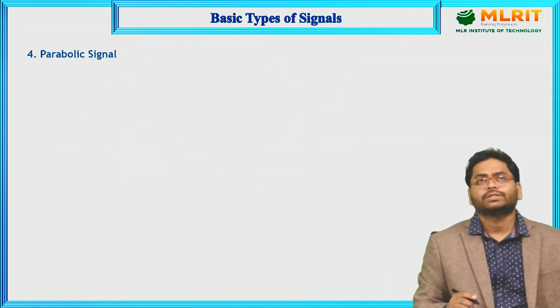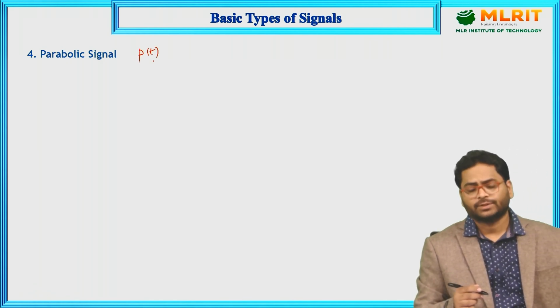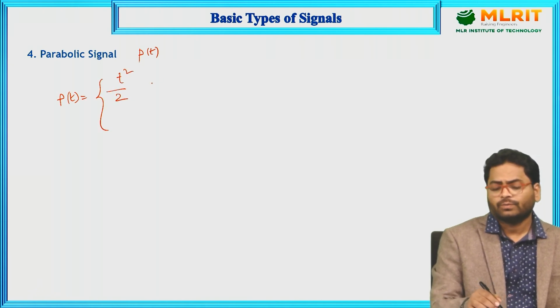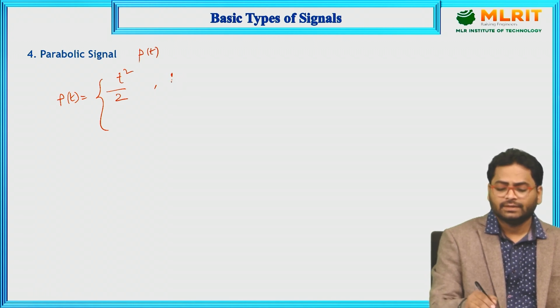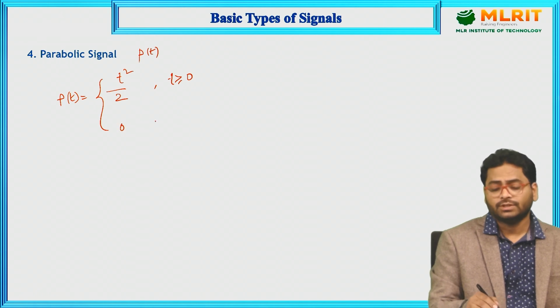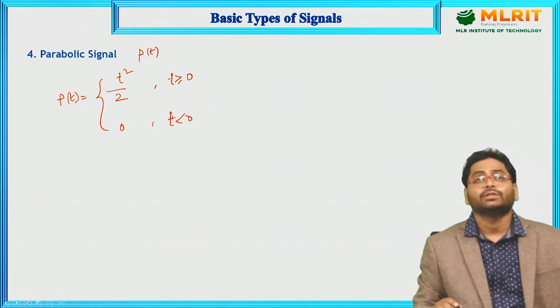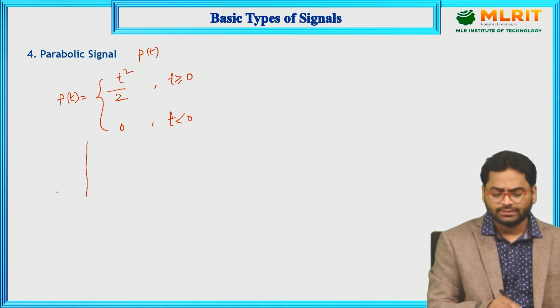Coming to the parabolic signal. The parabolic signal is represented by p of t, and defined by p of t equal to t squared by 2 where t is greater than or equal to 0, and 0 when t is less than 0. So this is about the parabolic signal, and the signal looks like this.